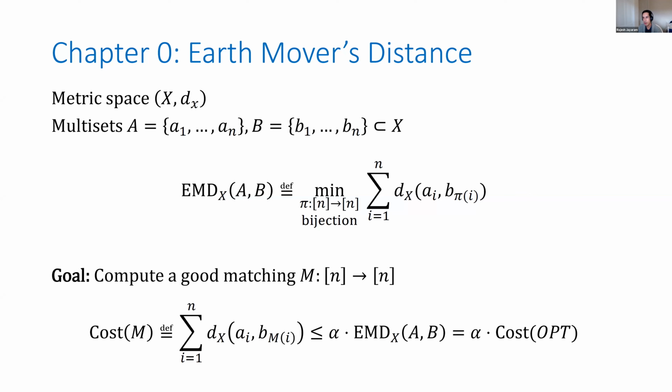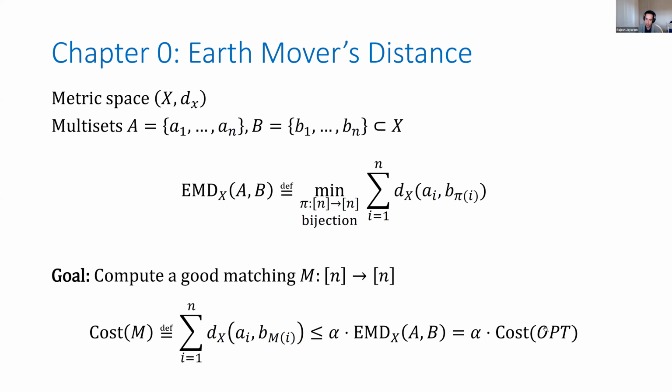So the goal of the Earth mover distance problem is to compute a good matching that's either optimal, meaning it's the best possible matching, or it's close to optimal. So we want to find a matching M that is a bijection from the points in A to the points in B, such that the cost of that matching, which is the sum of the distances between A_i and the points that they're matched to, B_M(i), we want that to be either optimal or close to optimal. So close to optimal would be at most an alpha factor larger than the optimal Earth mover distance, where alpha is some factor greater than 1.